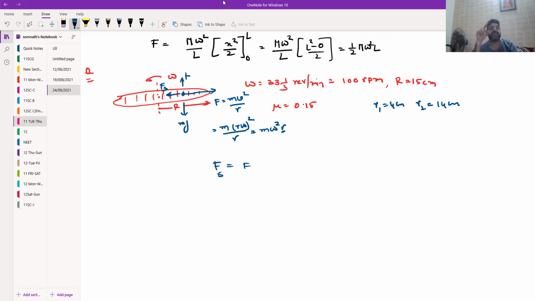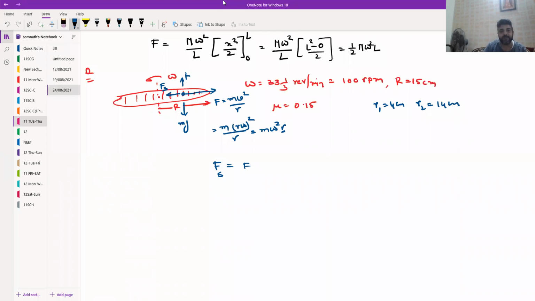So if I get that exact location, the point where they are equal, then if you stay beyond that, you are thrown out. But if you stay within that, you are safe, meaning the frictional force balances the centrifugal force. Yes or no? Yes, sir.